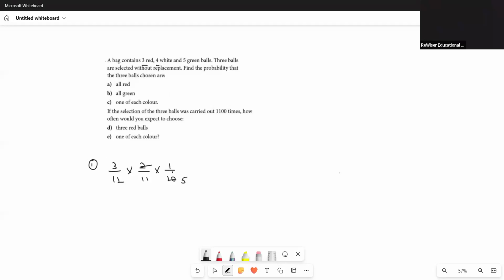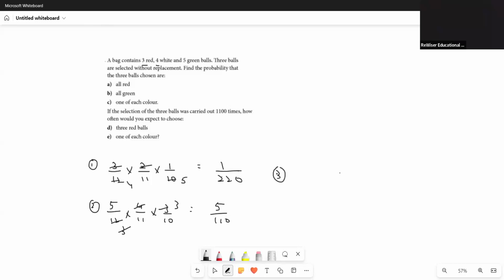So that means I have to reduce it. So that's 3 and that's 4. So the probability has to be 1 by 11 into 5 into 4, so that's 220. Similarly, if it says all green, for the green, it has to be 5 by 12 into 4 by 11 and into 3 by 10. So that means I can cancel this. This is 3, this is 3. So I have 5 by 110.